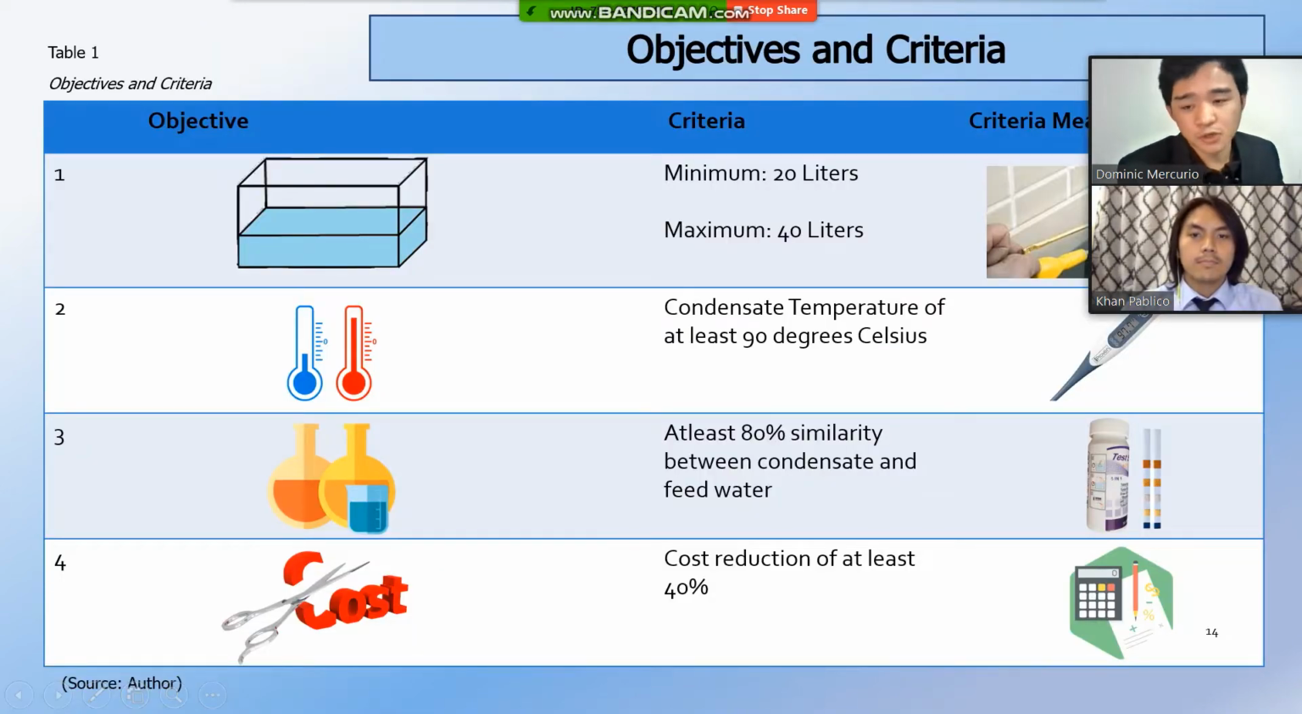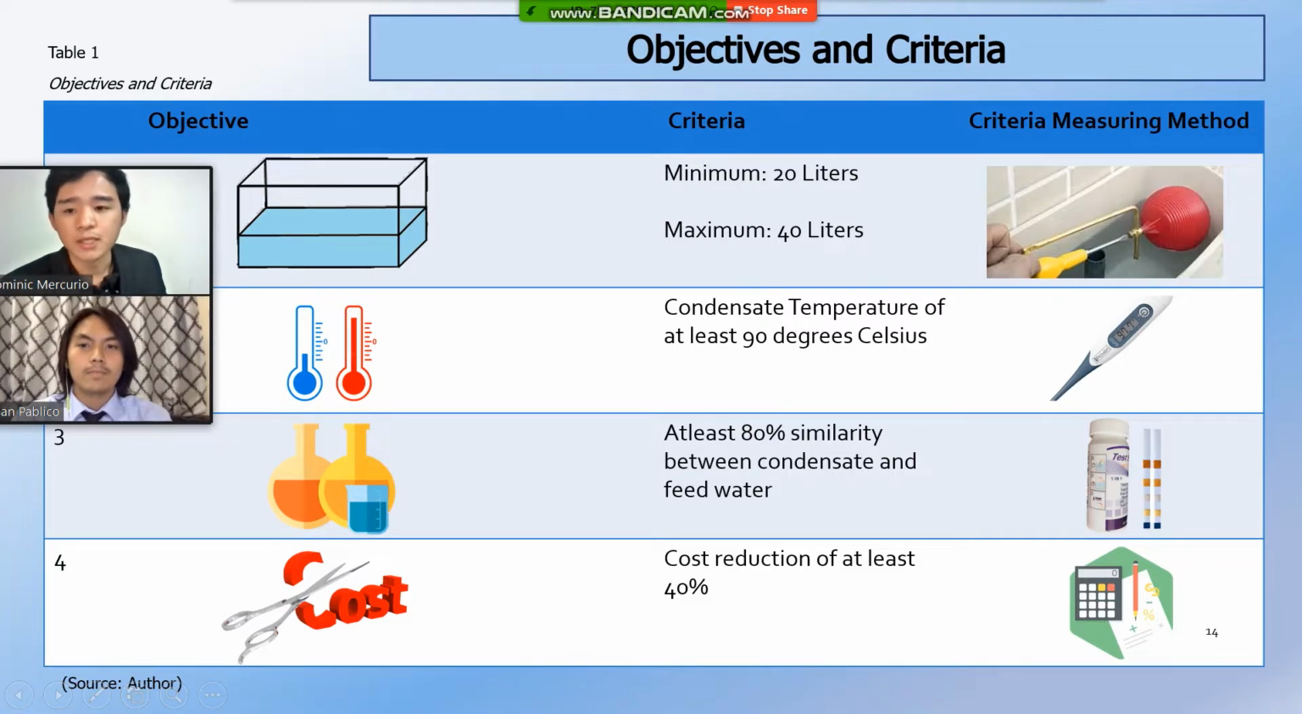The objectives and criteria. The first one is that the tank must have a specific amount of condensate, and our measurement would be a minimum of 20 liters and a maximum of 40 liters. This will be measured by level sensors.